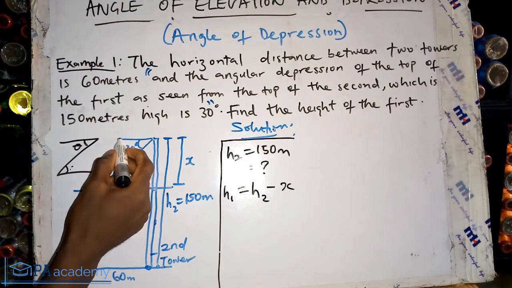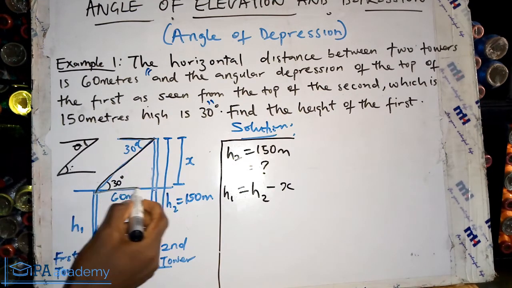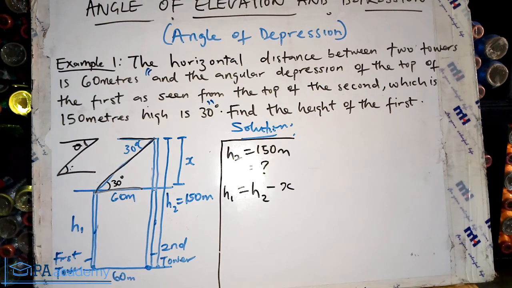And that is what? Because this place is forming a Z. Call it Z angle. So that means this place is also what? Is also 30 degrees. Now we've known the value of our h2 to be 150. So now let's calculate for x.